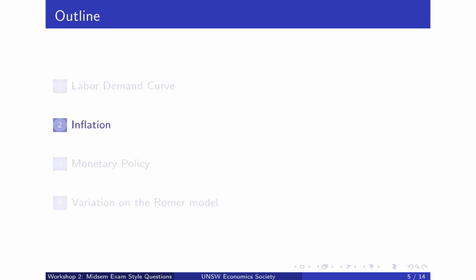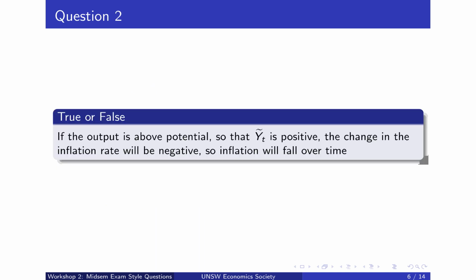Let's move on to a question about inflation. Question 2. True or false? If the output is above potential, so that Y minus Y-bar is positive, the change in the inflation rate will be negative, so inflation will fall over time.